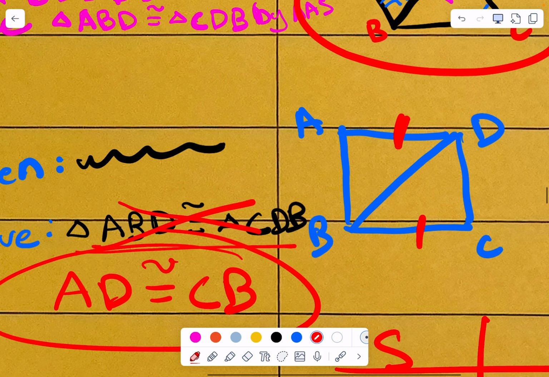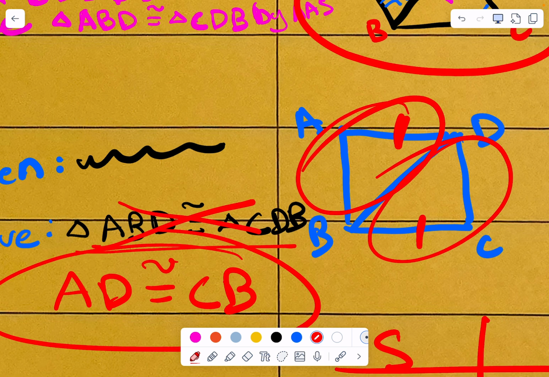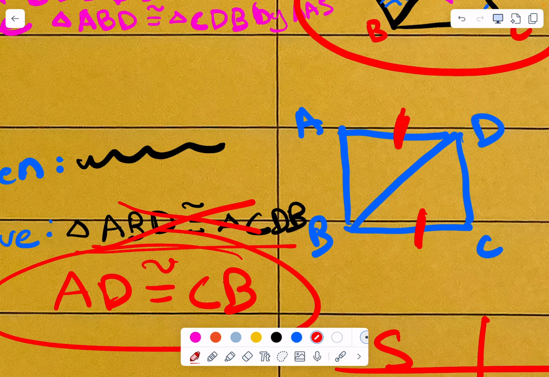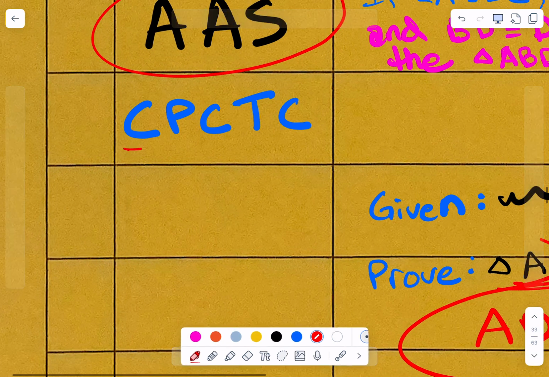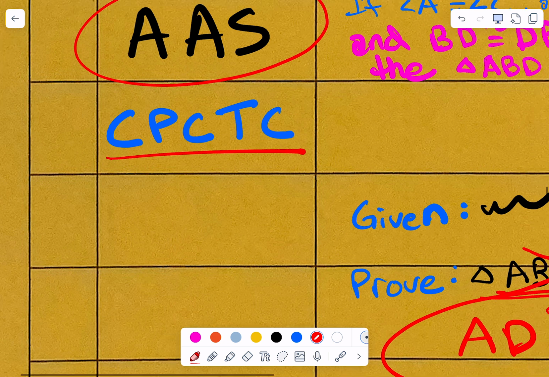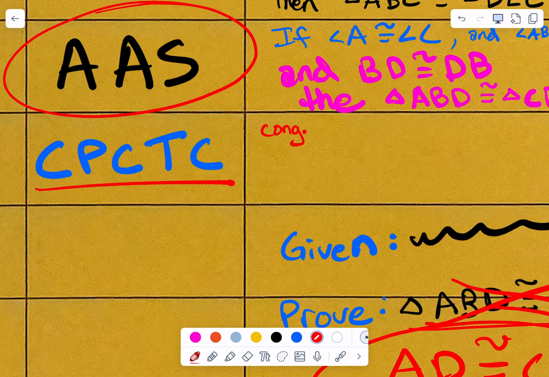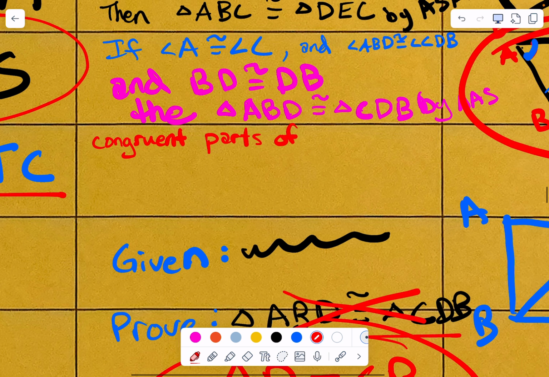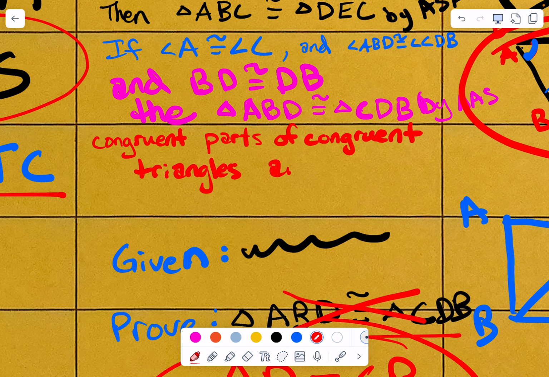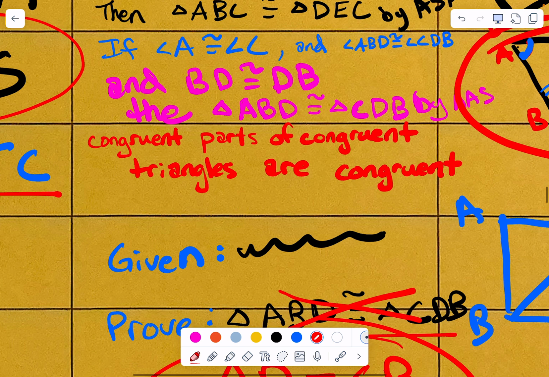But here's the deal. If this triangle is congruent to this one, will these two sides match? Yes, and that is by this, CPCTC, which means congruent parts of congruent triangles are congruent. You can write this down. Congruent parts of congruent triangles are congruent.